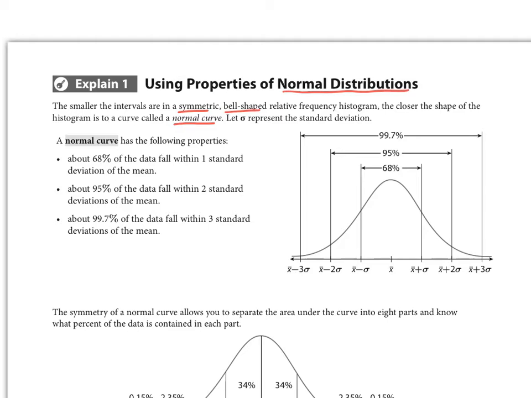This letter right here, like a lowercase sigma, is our notation for standard deviation, and that's what you see down here at the bottom of the curve. You treat this bottom part as a number line, where the mean is our center, and that splits the data exactly in half. So you have 50% of the data on the left side and 50% of the data on the right side.